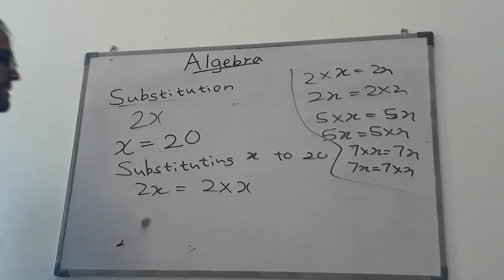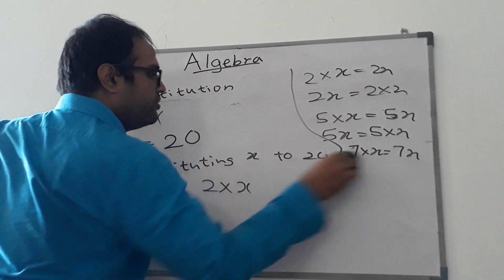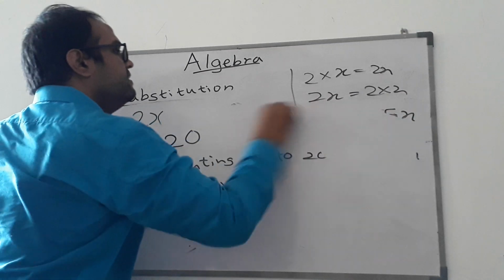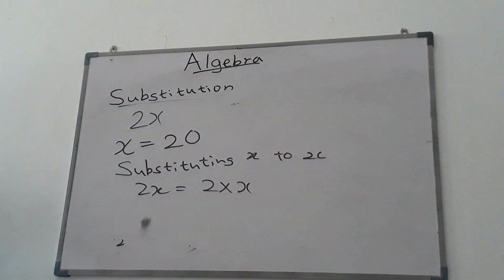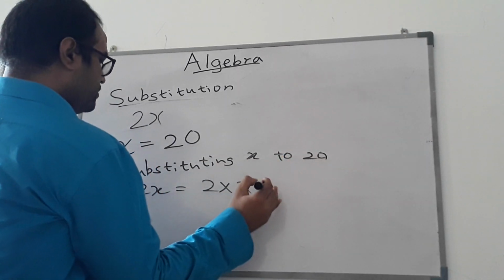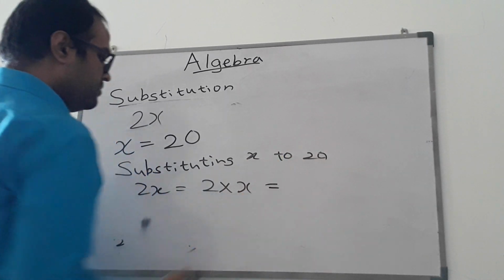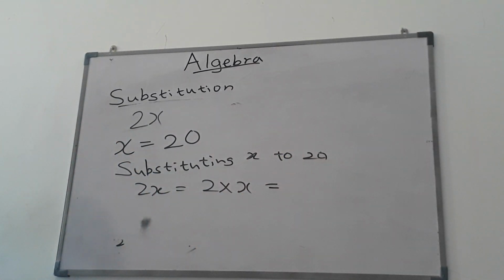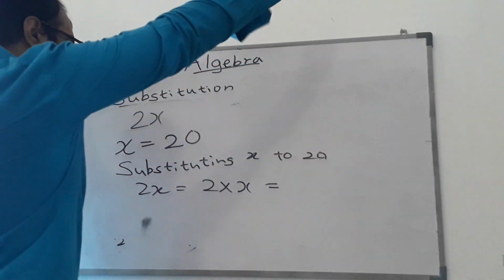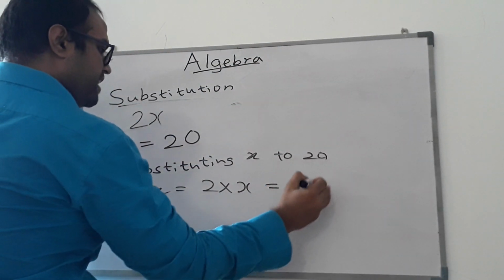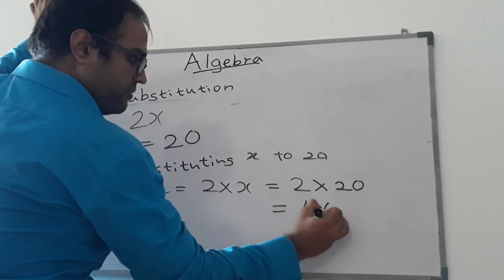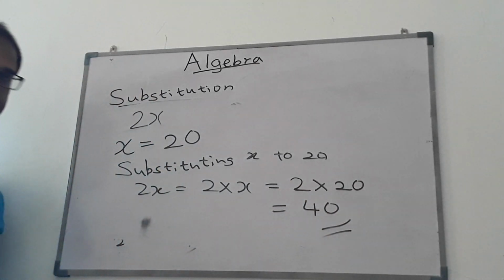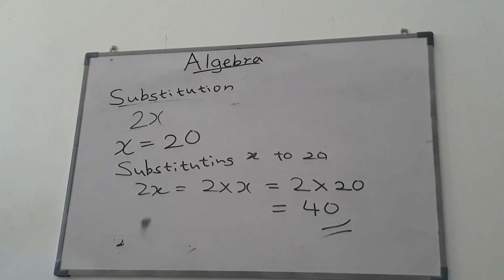I taught this in the previous video. So instead of x I am going to substitute 20. So substituting x to 20, 2 times x means 2 times 20, answer is 40. Some more examples.